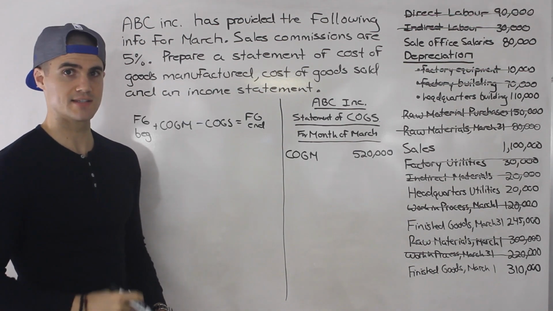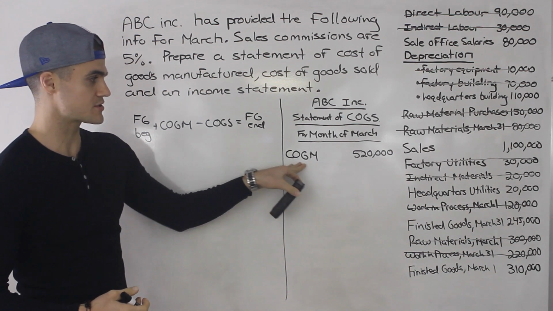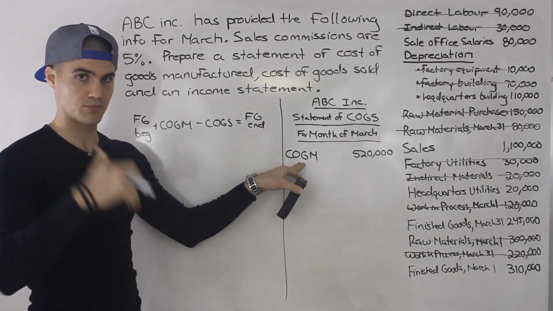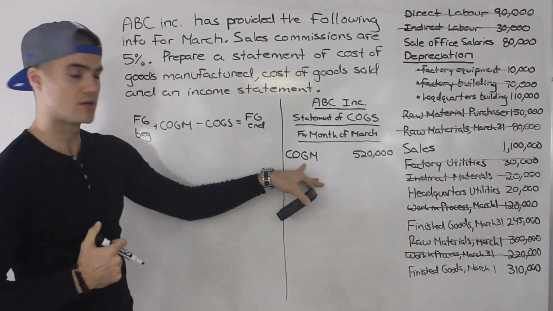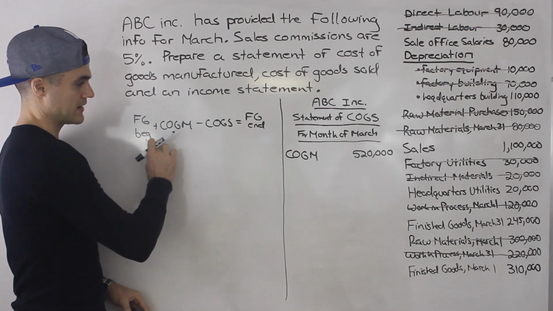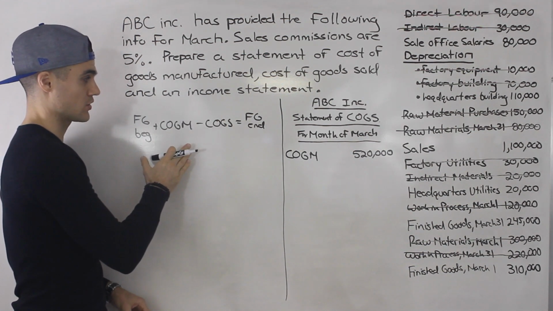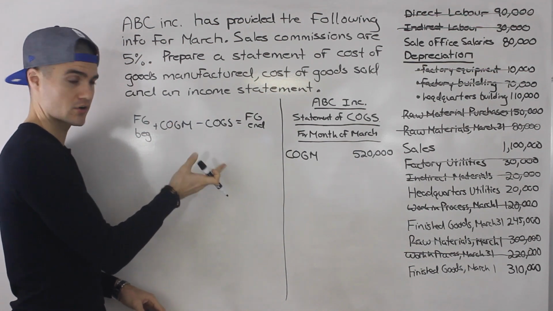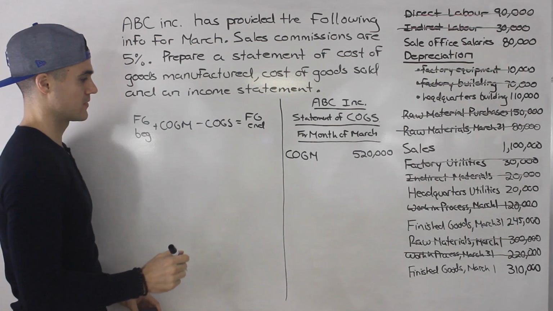Next up on the list is the statement of cost of goods sold. And the statement of cost of goods sold starts off with the cost of goods manufactured, which we just figured out in the previous statement. That was the 520,000. So I already wrote that right there. And the statement of cost of goods sold basically deals with this formula from the flow chart, which is the formula after the work in process one, which we already used.